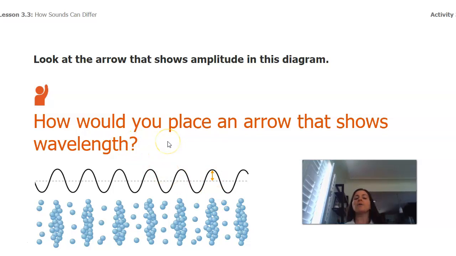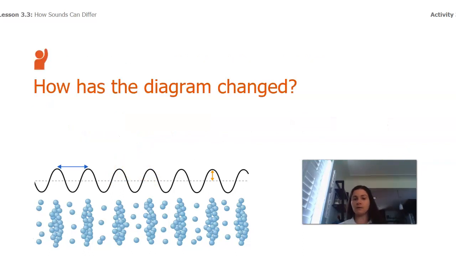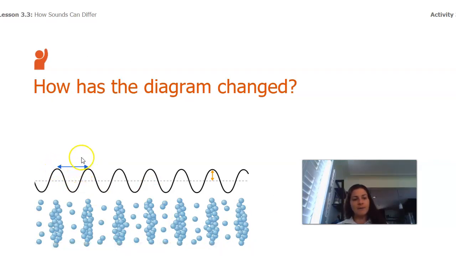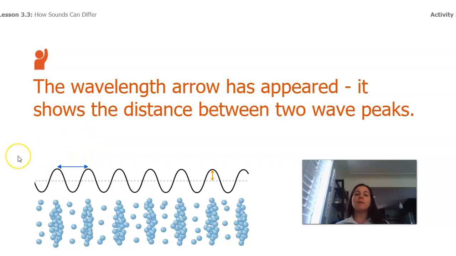And then the question is, how would you place an arrow that shows wavelength? Okay, I know that wavelength is the distance from one peak to another. So that makes me think I could draw an arrow from this peak to that peak. And if you see here, that's exactly what has been drawn. I have an arrow from this peak to the next peak. So the diagram has changed because the wavelength arrow has appeared. It shows the distance between two wave peaks.